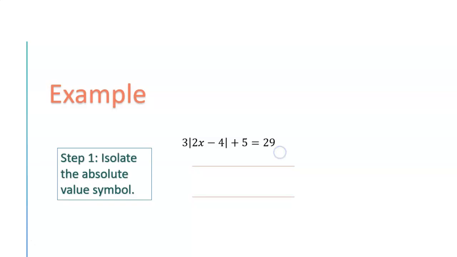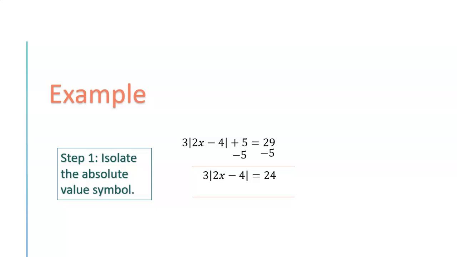So here's an example using those steps. I have 3 times the absolute value of 2x minus 4 plus 5 equals 29. Remember, step 1 was to isolate the absolute value symbol. So in order to do that, you're going to use opposite operations as if you're solving any regular equation. I have plus 5. So in order to get rid of addition, I will subtract 5 from both sides. When I do that, I'm left with 3 times the absolute value of 2x minus 4 equals 24.